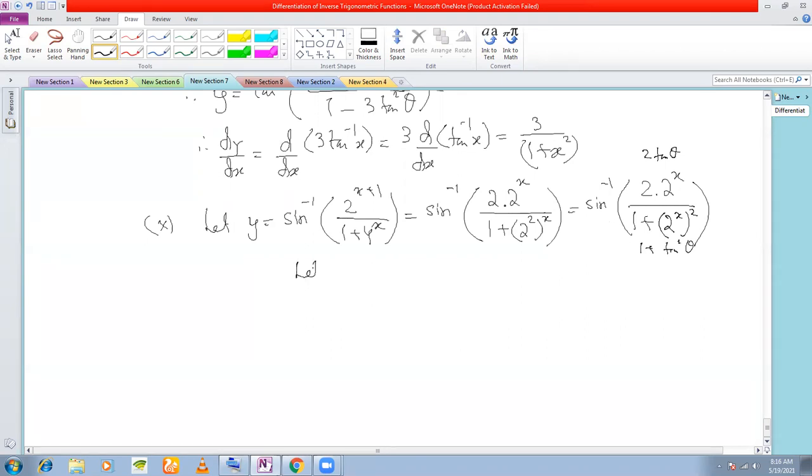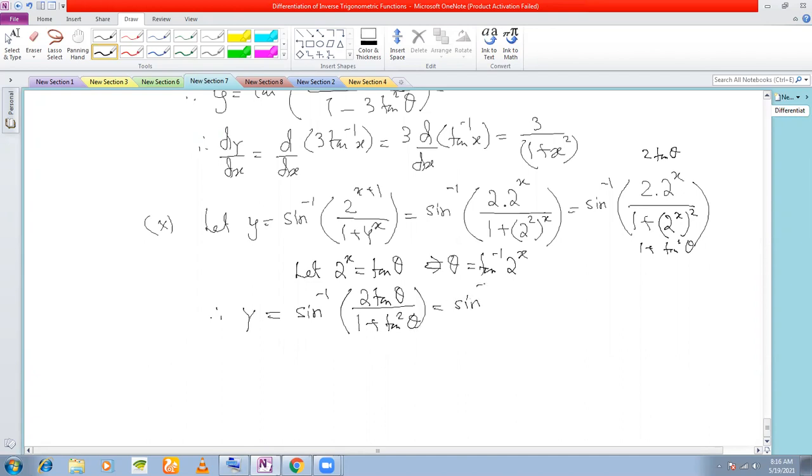So what you do is you substitute 2 to the power of x is equal to tan theta, so that you get theta is equal to tan inverse 2 to the power of x. So therefore y will become sin inverse of 2 tan theta by 1 plus tan square theta. And you know 2 tan theta by 1 plus tan square theta is simply sine 2 theta, so this is equal to 2 theta. And theta is tan inverse 2 to the power of x.